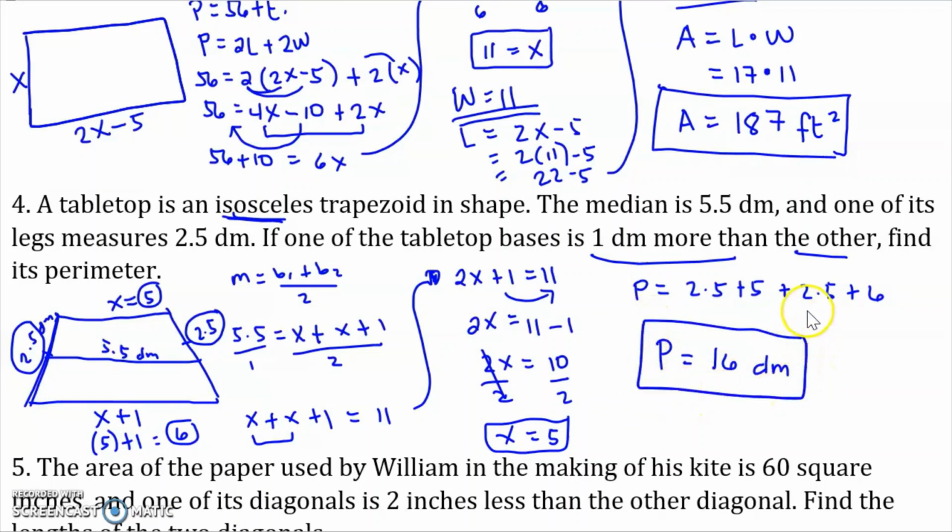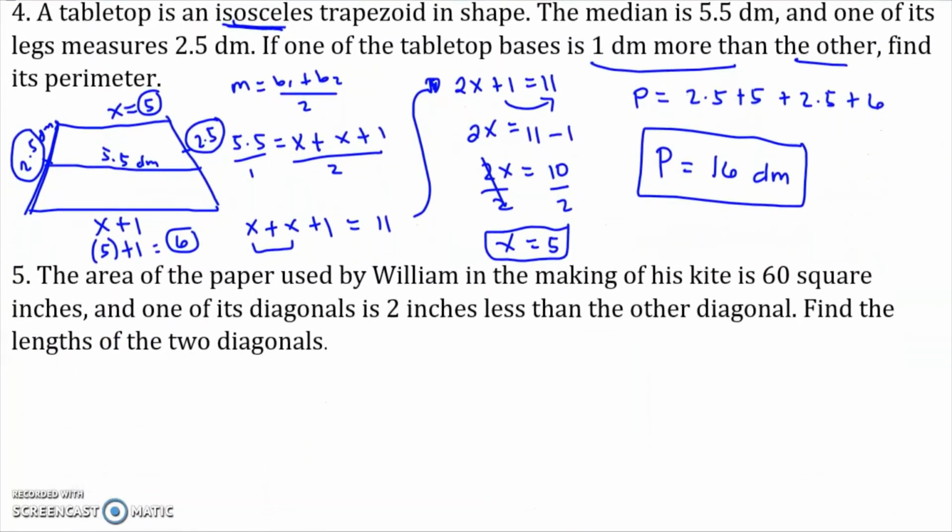Nakuha. So, again, paano ko nakuha yung 16? Add nyo lang yung 4 na side. Nakuha? So, ayan na po yung sagot natin dun sa ating hinahanap. Kasi ang hinahanap is find its perimeter. So, we're done with number 4. Magpo-proceed na tayo sa last number na. Number 5 na tayo.